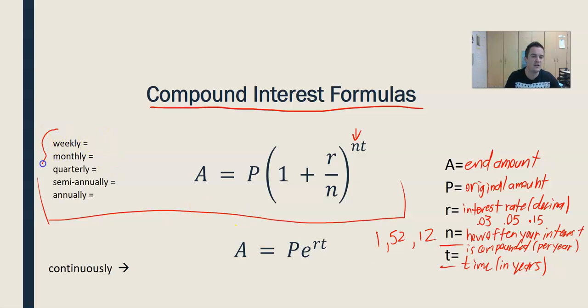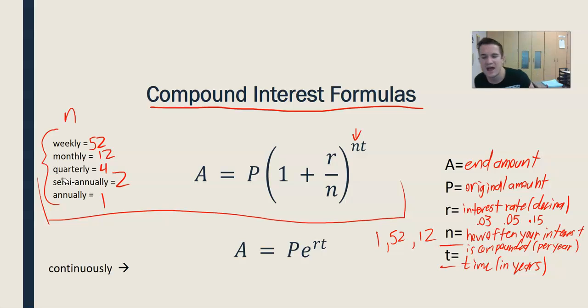So if I come over here, these are my different possible N values. If my interest is being compounded weekly, that number is going to be 52, because there are 52 weeks in a year. If I'm compounding monthly, that number is going to be 12, because there are 12 months in a year. Quarterly, if you think of how many quarters are in a dollar, there's 4 quarters in a dollar. So there are 4 quarters in a year. Every 3 months, they're going to compound your interest. So if it says your interest is compounded quarterly, that's 4. Semi-annually, that's twice in a year. Annually, that's once in a year.